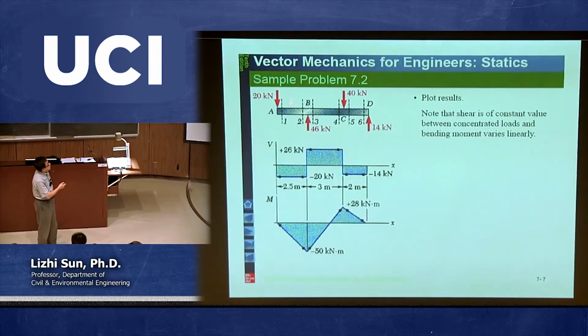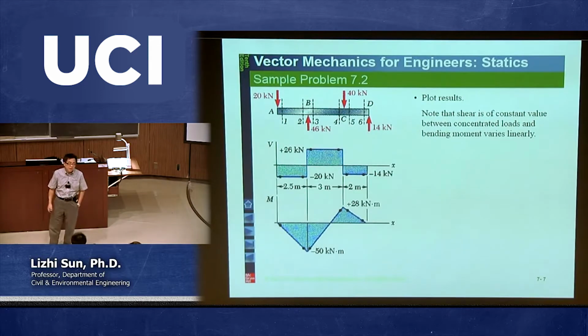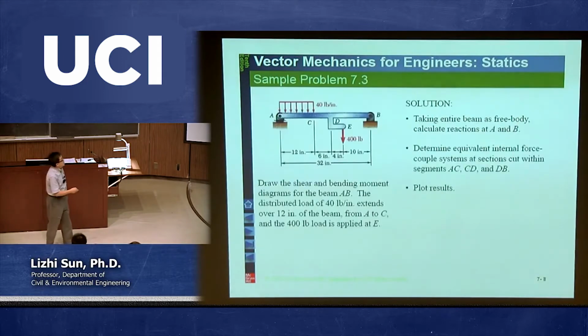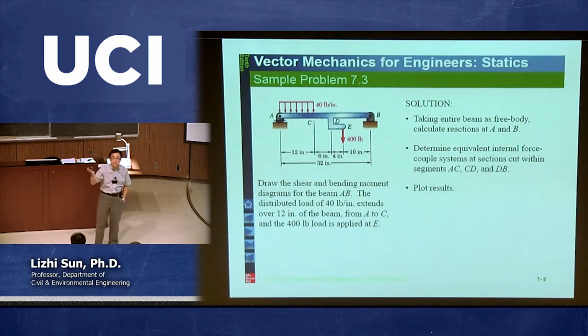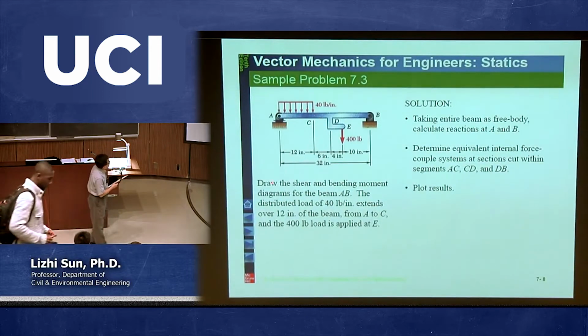For typical concentrated loads, the shear force distribution is piecewise constant, and correspondingly the bending moment is a piecewise linear function. However, for a uniform distributed load, the bending moment diagram is typically quadratic over a certain range, and the shear force can be a linear function. So let's talk about this one more carefully.